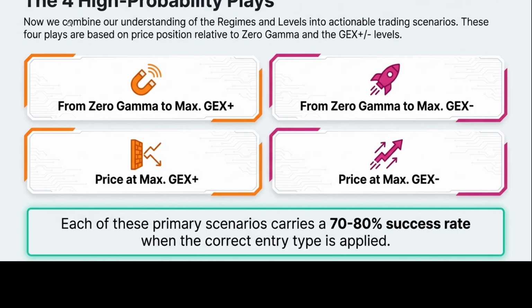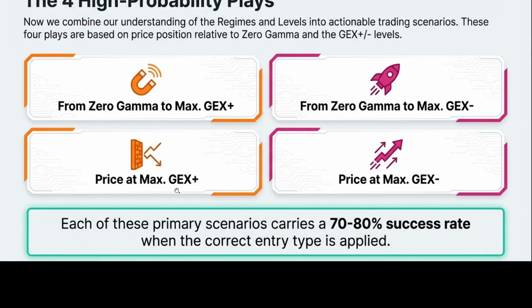Now, let's go and speak about the 4 high probability plays. Now we combine our understanding of the regimes and levels into actionable trading scenarios. These 4 plays are based on price position relative to zero gamma and the GEX positive and GEX negative levels. The first one is when price goes from zero gamma to max GEX positive gamma. The other is when price goes from zero gamma to max GEX negative gamma.